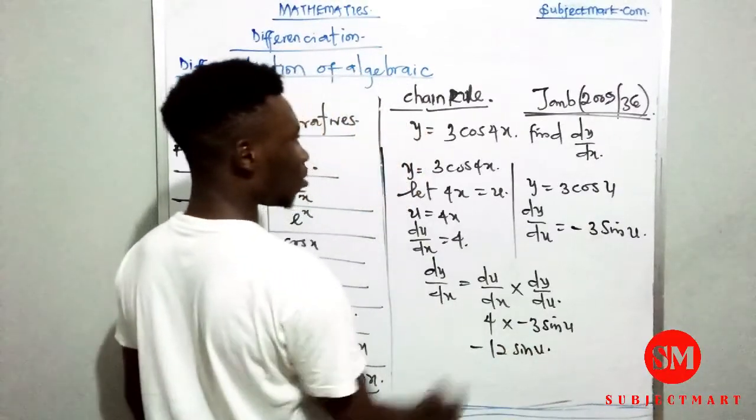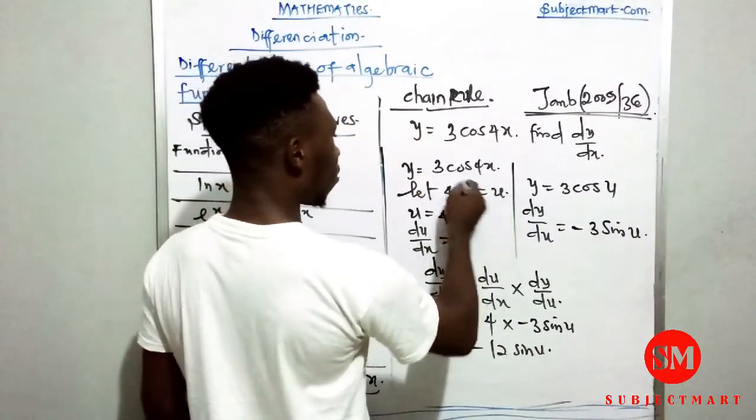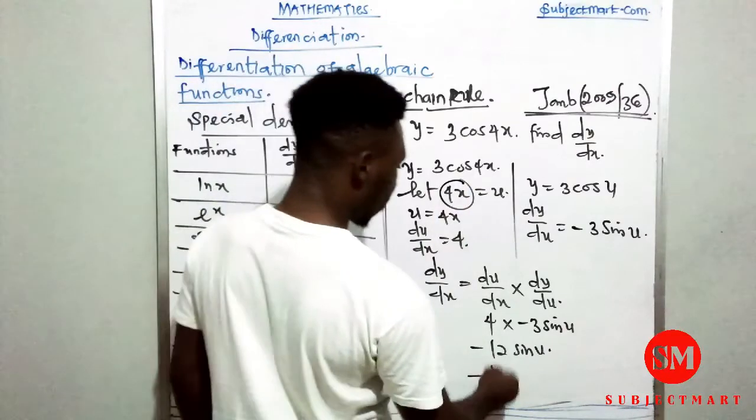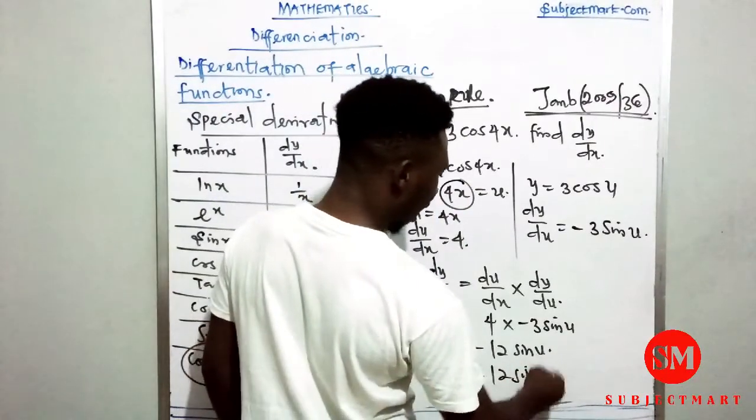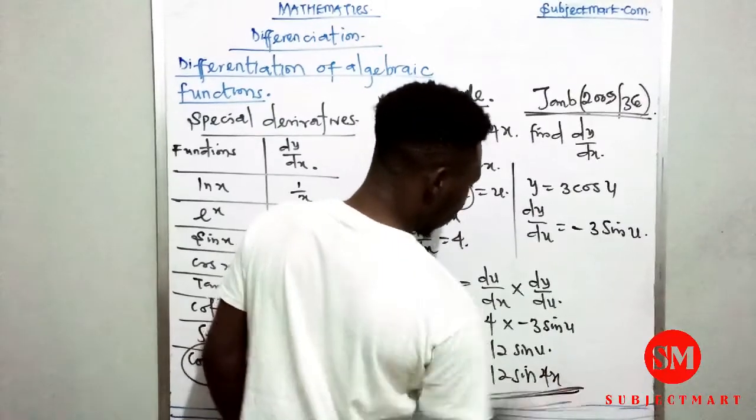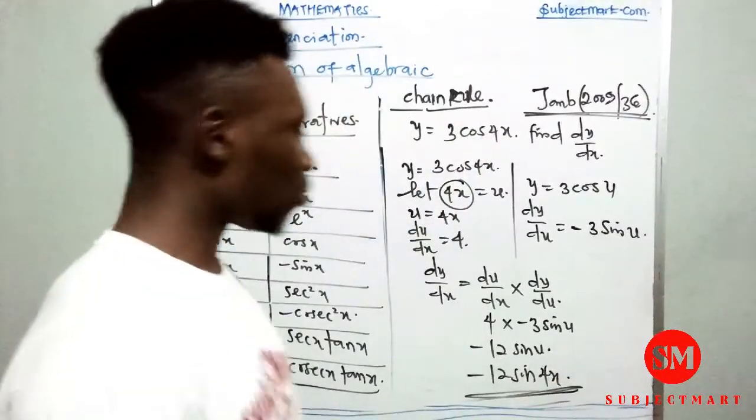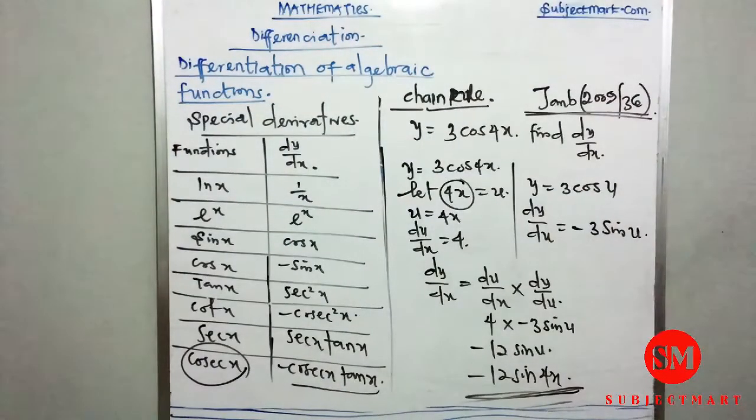What's your value of u? Your value of u here is 4x. So that's minus 12 sine 4x. So with this, we arrive at the answer: minus 12 sine 4x.